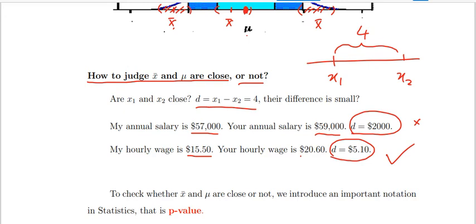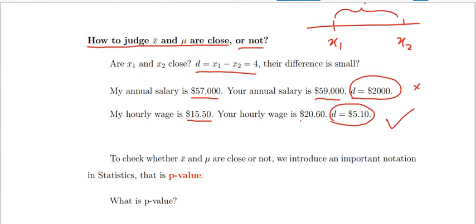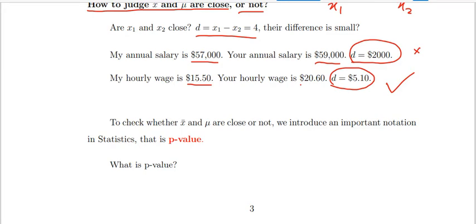So how can we judge whether those two numbers are small or not so small? In statistics, we introduce this important notion, the p-value. This notion is very important in statistics. We just use this number to judge whether the difference is big or small. Okay, so what is the p-value?